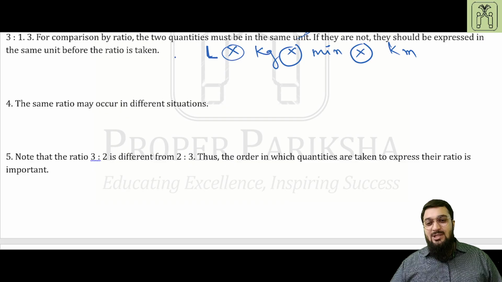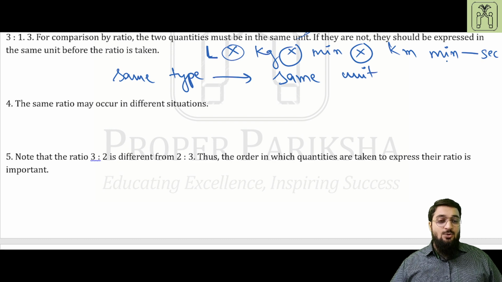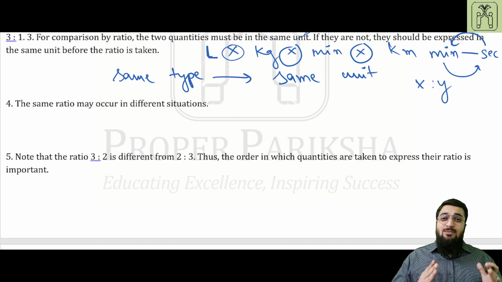So it must be the same type, and along with it, it should also be the same unit. That is, minute cannot be compared with second in a ratio form until and unless you convert minute into second or second into minute. Only then they can be written as x is to y, and the units will get cancelled out. So in a ratio, the units are cancelled out and therefore a ratio is unitless.